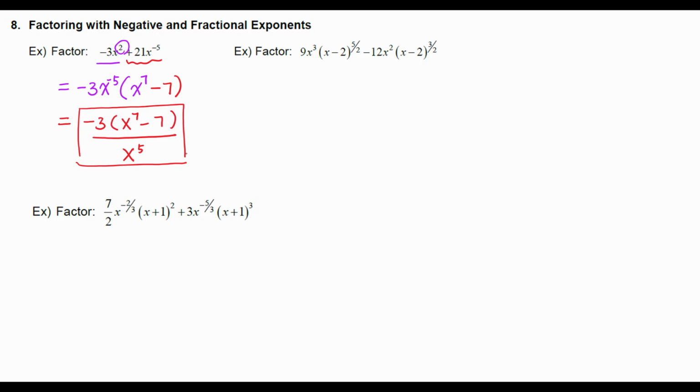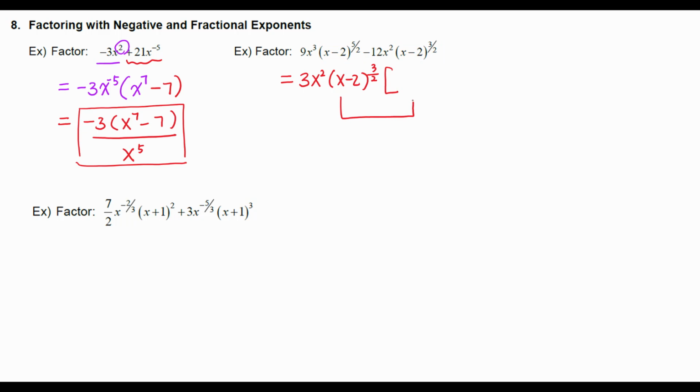Factor 9x to the 3rd power, quantity x minus 2 to the 5/2 power, minus 12x squared, quantity x minus 2 to the 3/2 power. Let's do one at a time. So 9 and 12, the common factor is obviously 3. X to the 3rd power and x to the 2nd power, the common factor is x squared. With x minus 2 to the 5/2 and x minus 2 to the 3/2, the lower power is 3/2. So you can take out x minus 2 to the 3/2 power, now open.